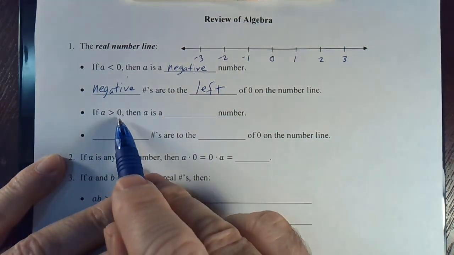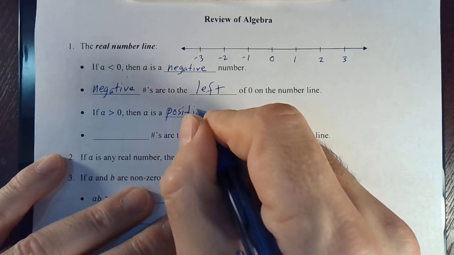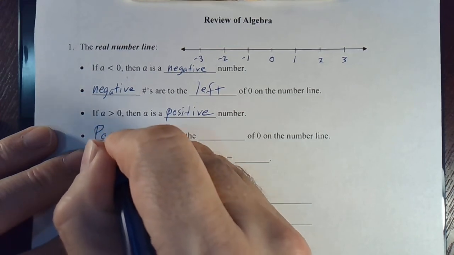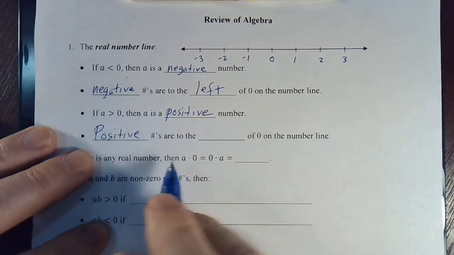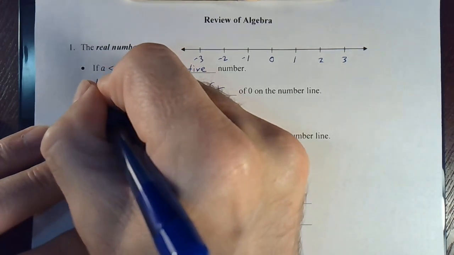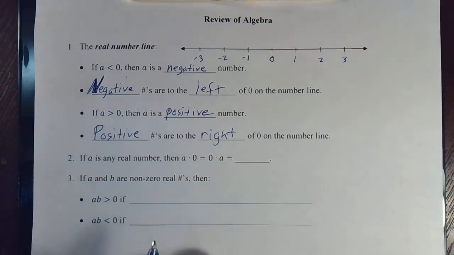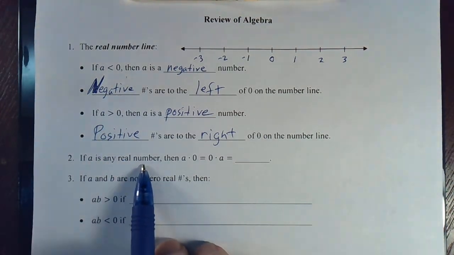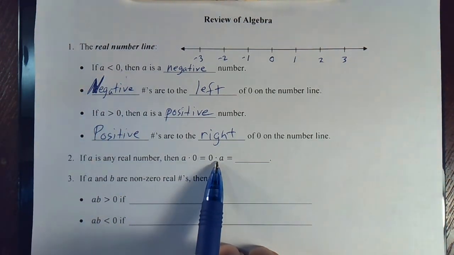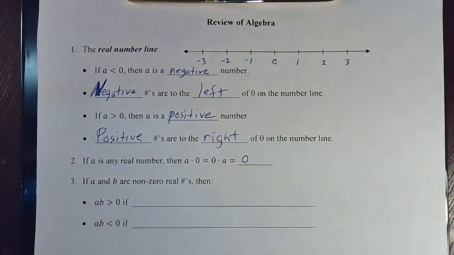And then if a is greater than 0, then a is a positive number. And positive numbers are to the right of 0 on the number line. All right, and if a is any real number, then a times 0 is equal to 0 times a. And what is it equal to? It's equal to 0. 0 times anything gives you 0.